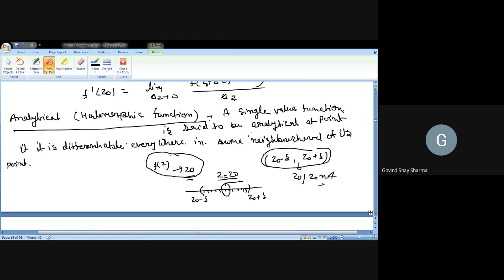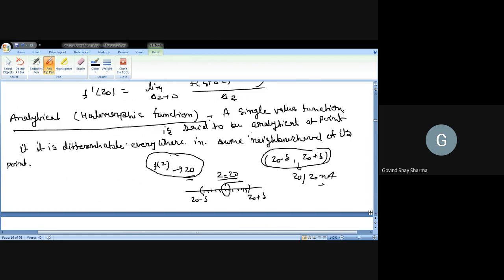Again, I explain: if we make an open interval z0 minus delta and z0 plus delta, and f(z) is differentiable in this interval, meaning at each point of this interval, then we can say this is analytic. Okay, students, so this is a very important definition, and now we start another very important concept of analytical function.